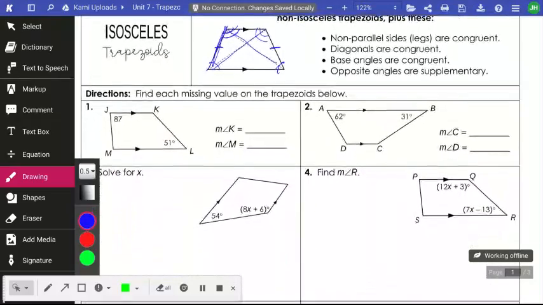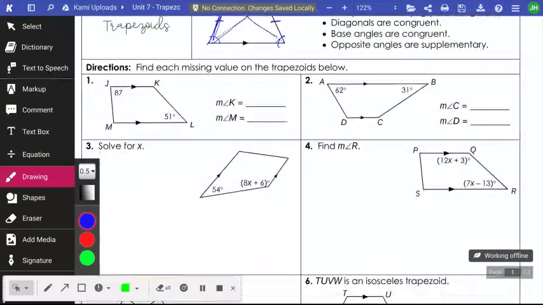All right, so let's do some practice. If I am finding the measure of angle K, I know that angle K and angle L are going to be supplementary. So 180 minus 51, because supplementary means adding to 180, will give me 129 degrees for angle K. And now we're going to find angle M. Angle J and angle M are going to be supplementary. Remember consecutive angles from the previous unit between parallel lines. And so I'll do 180 minus 87, and I'll get 93 degrees.